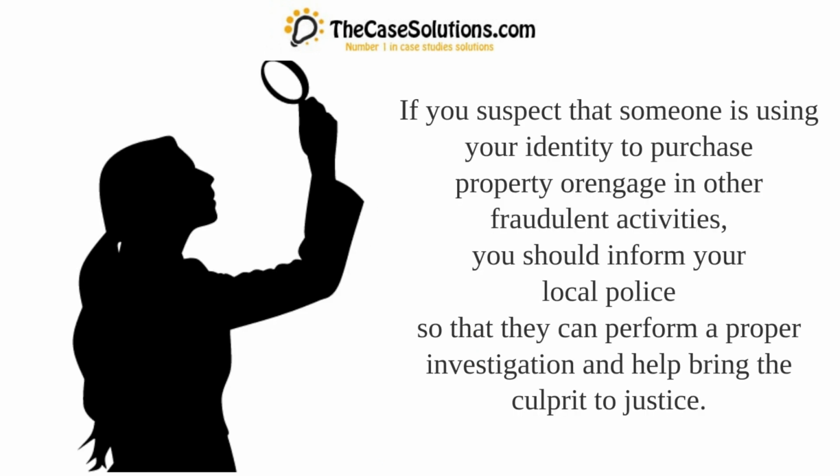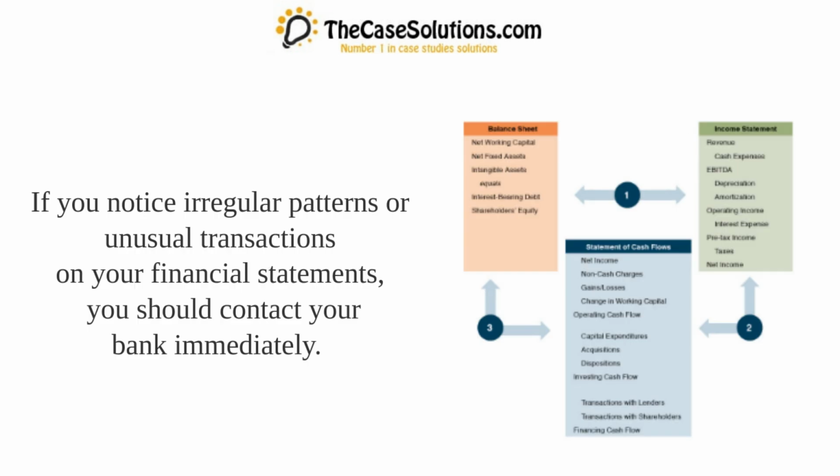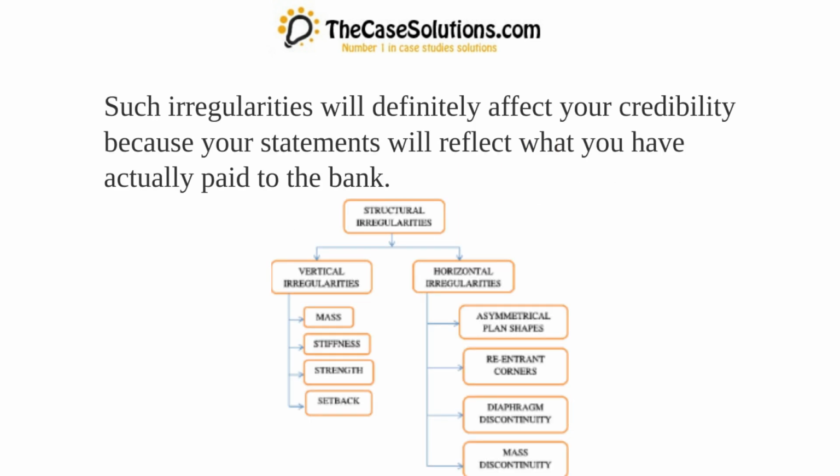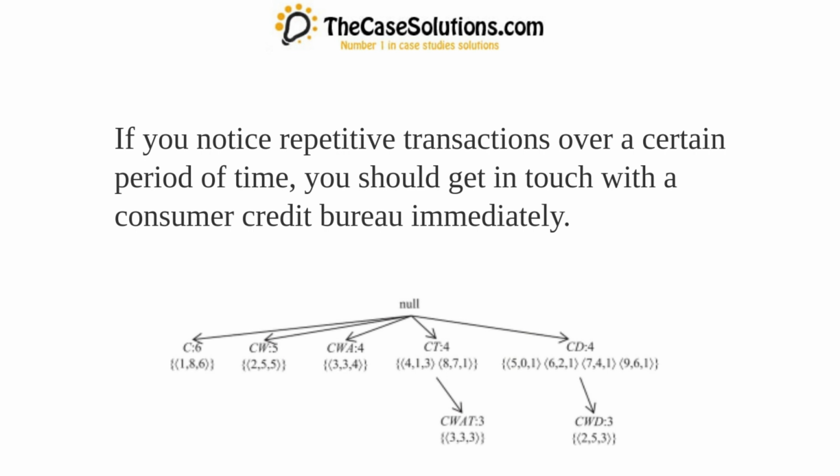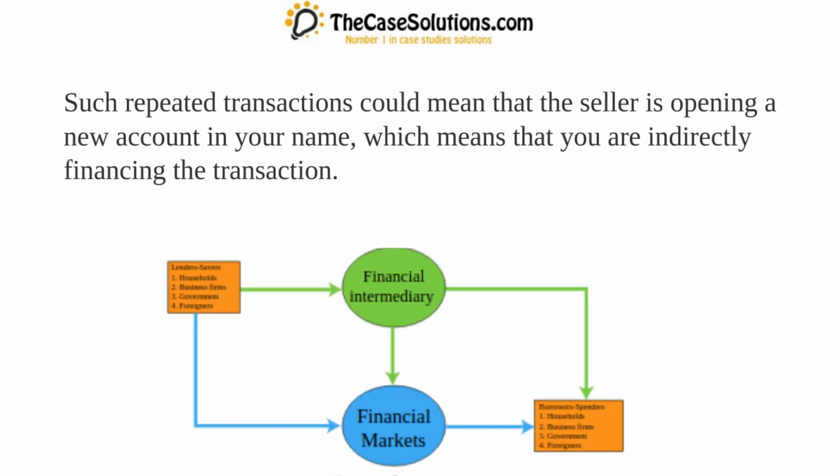If you suspect that someone is using your identity to purchase property or engage in other fraudulent activities, you should inform your local police so that they can perform a proper investigation and help bring the culprit to justice. If you notice irregular patterns or unusual transactions on your financial statements, you should contact your bank immediately. Such irregularities will definitely affect your credibility because your statements will reflect what you have actually paid to the bank. If you notice repetitive transactions over a certain period of time, you should get in touch with the Consumer Credit Bureau immediately. Such repeated transactions could mean that the seller is opening a new account in your name, which means that you are indirectly financing the transaction.